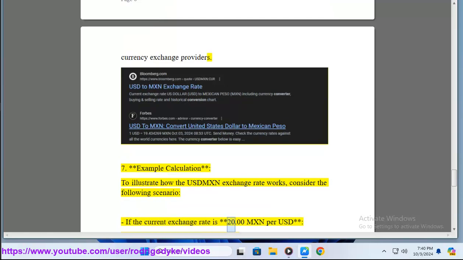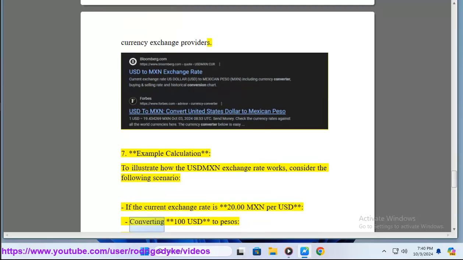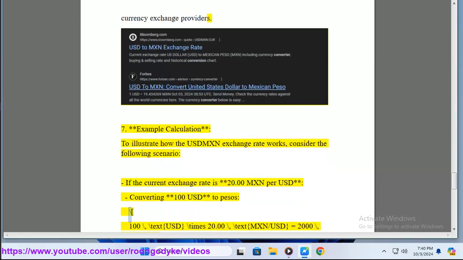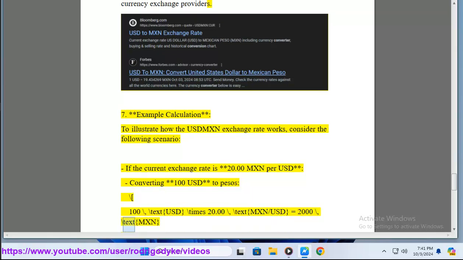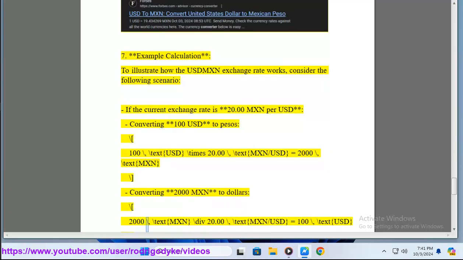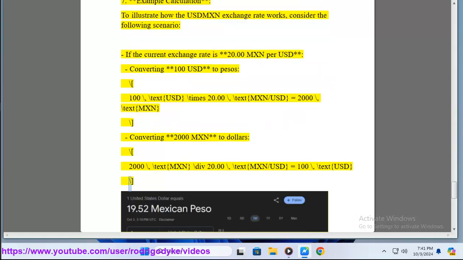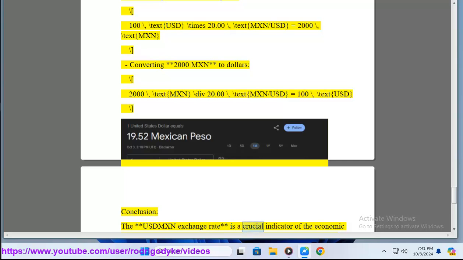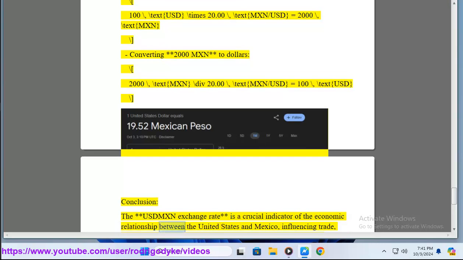If the current exchange rate is 20.00 MXN per USD, converting 100 USD to pesos: 100 USD times 20.00 MXN/USD equals 2000 MXN. Converting 2000 MXN to dollars: 2000 MXN divided by 20.00 MXN/USD equals 100 USD. Conclusion.